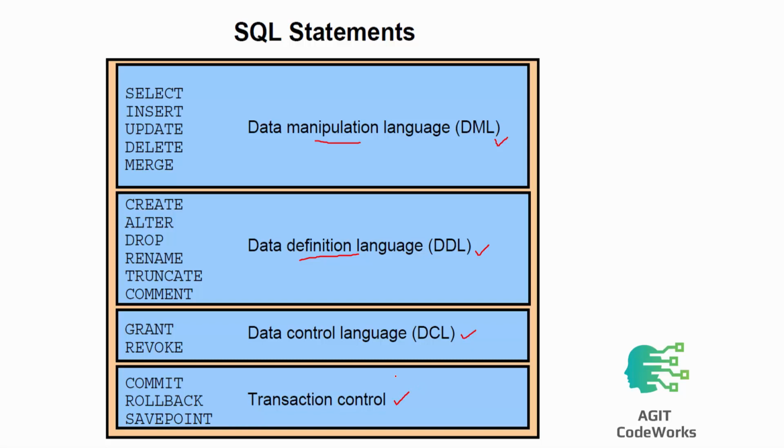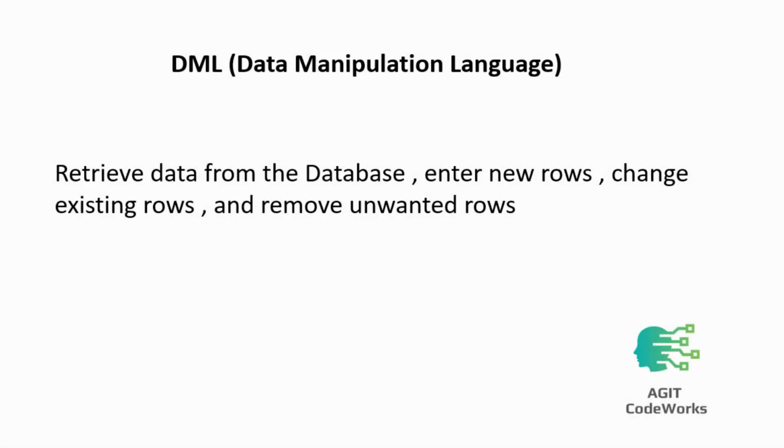Of course, in this particular class, we are going to be looking at the select statement in a more in-depth methodology, but for now we'll look at an overview of the various types of SQL statements. Let's start with DML. DML statements basically retrieve data from the database, enter new rows, change existing rows, or remove unwanted rows. What you will understand about DML is that it focuses on manipulating the data, hence the name data manipulation language.